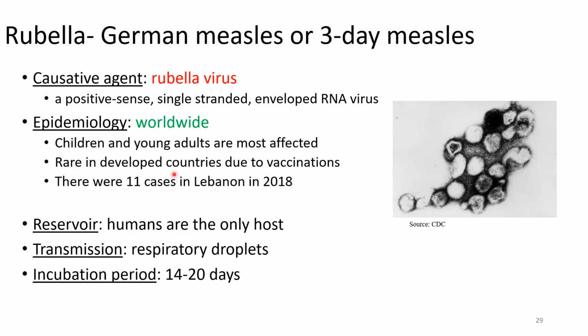This is rare in developed countries due to the wide-scale vaccinations. In Lebanon, we have a really good vaccination program. It's in the National Immunization Program, the vaccine for Rubella virus. There were around 11 cases in 2018 in Lebanon. So again, human is the only reservoir for this host. This is why vaccinations are effective, and the virus can be transmitted by the respiratory route. Importantly, there is only one antigenic variant of rubella, and the incubation period is around 2 to 3 weeks.